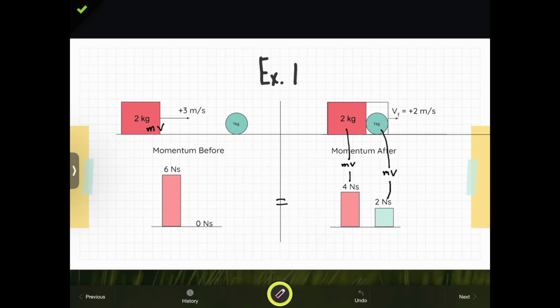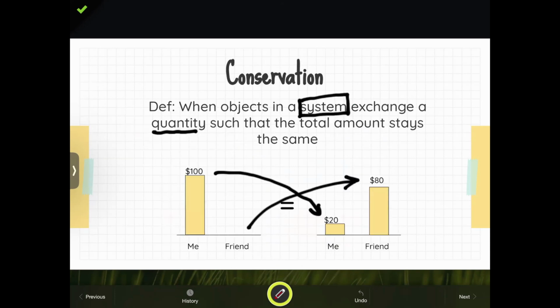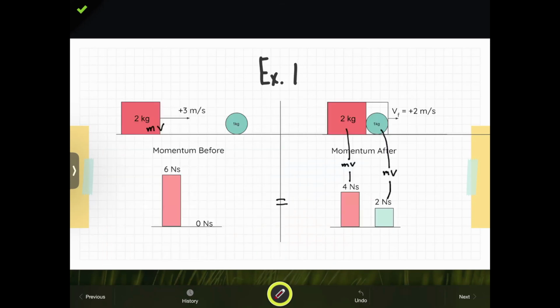Here's another check you can do at the end of a problem. I mentioned that the two objects exchange momentum. So doesn't this picture look a little bit like this one? The total stayed the same, but they exchanged momentum with each other. So in this case, red loses some momentum.